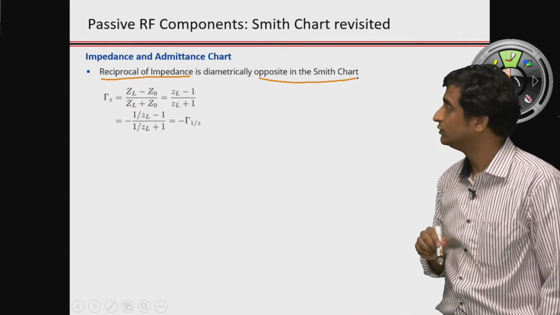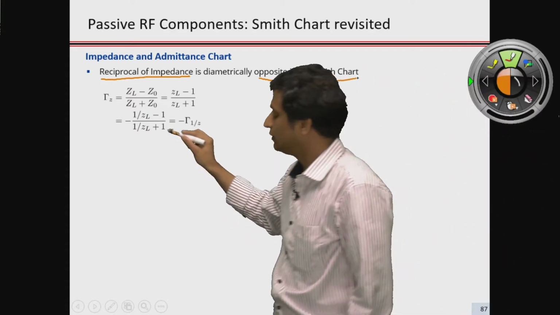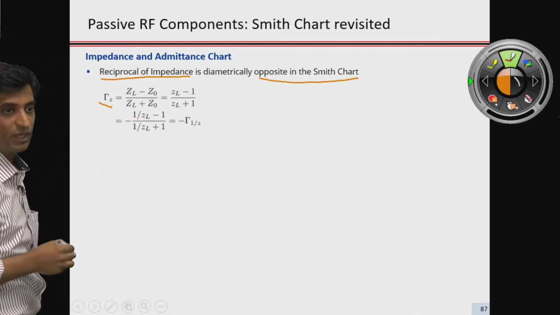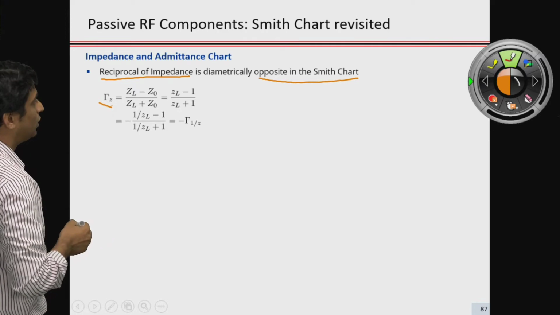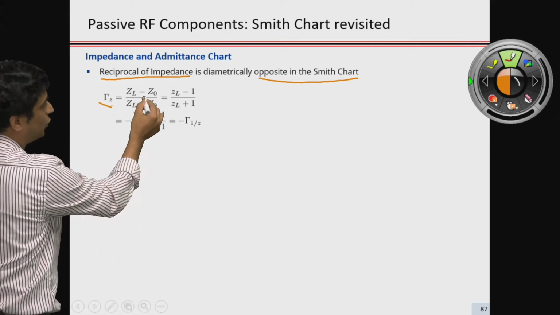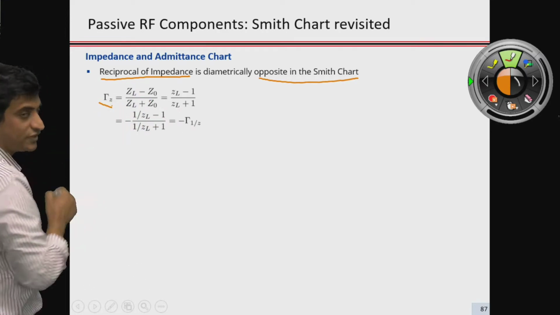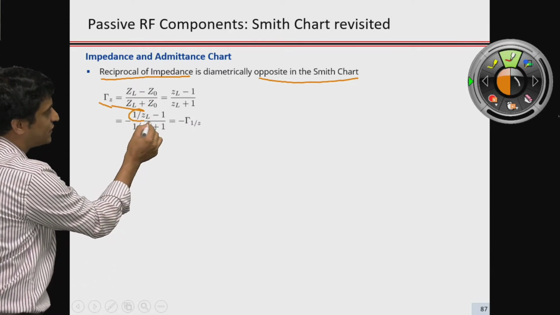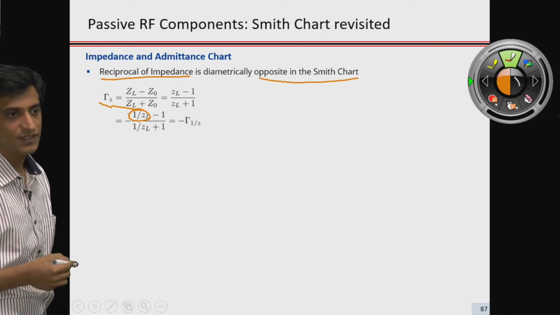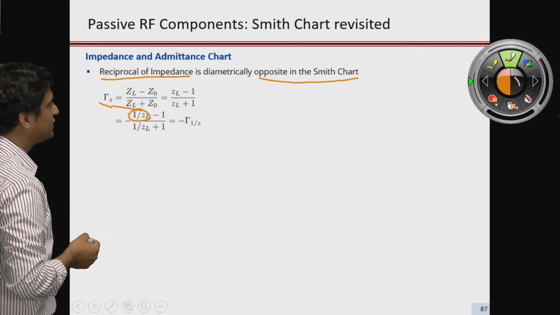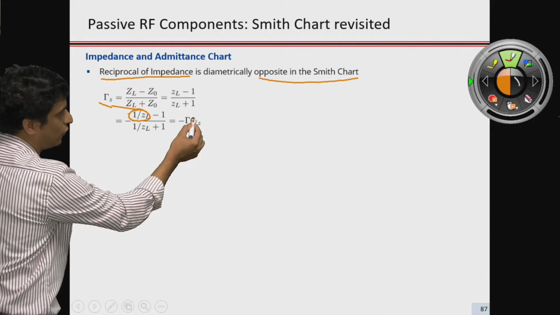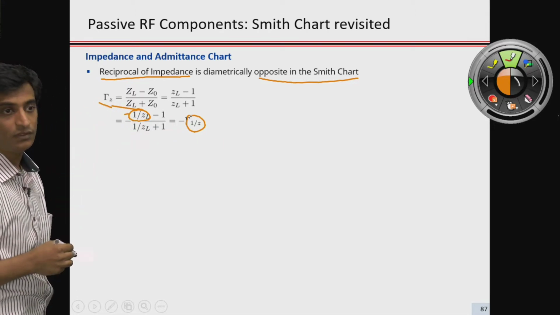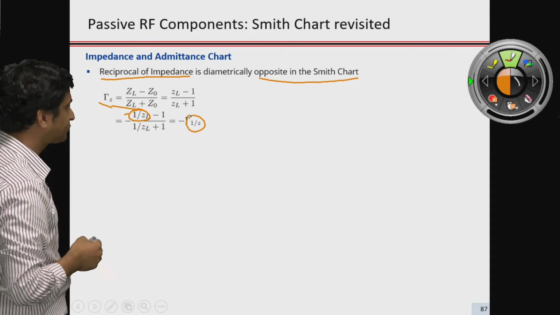Let's take a look at it. We know that the Smith chart is the representation of the reflection coefficient in the complex plane. If for a particular load impedance the reflection coefficient is gamma z, and I were to have 1 over ZL as the load impedance, then it turns out that the reflection coefficient you get for that is exactly the negative of the original one.